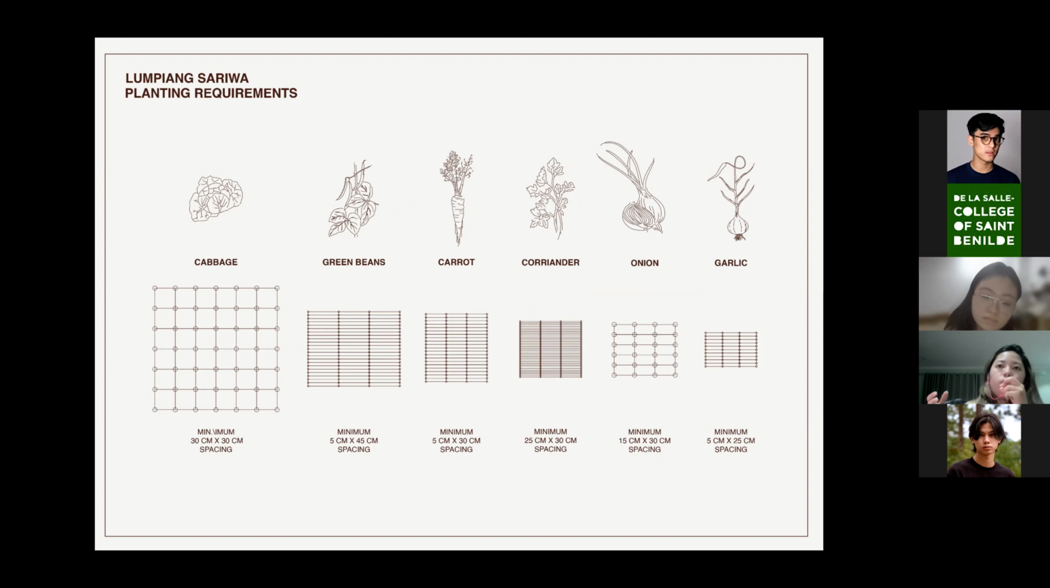So the product that we wanted to highlight in this shop house was the lumpiang sariwa, which has cabbage, green beans, carrots, coriander, onion, and garlic as the various plants present. So in this sheet, you'll notice the different planting requirements for each of the plants, so that these requirements can be taken note of for the maximum yield of the plants. Next slide.